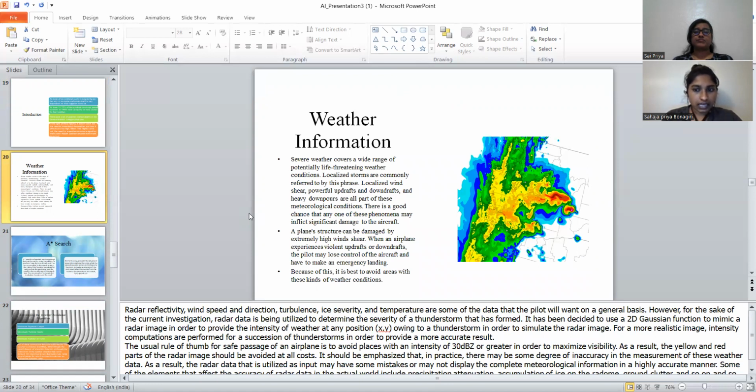Severe weather includes a wide range of weather conditions that could be dangerous. The phrase localized storms is used a lot: wind shear, strong updrafts and downdrafts, heavy rain, or all of these meteorological conditions. There is a good chance that one of these could do a lot of damage to the plane. Extremely strong wind shear can break down a plane's frame. It can be hard to control an airplane in violent updrafts, so the pilot may lose control of the plane and have to make an emergency landing. Because of this, the best way is to stay away from places where there are bad conditions. Next one.